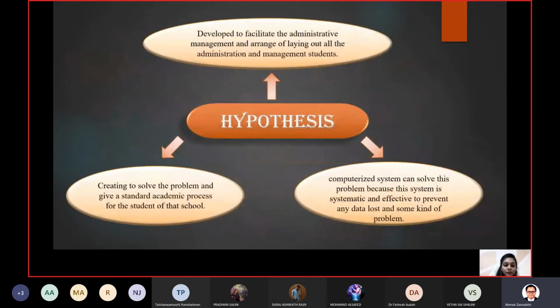For the hypothesis, the basic idea of this system is to predetermine the outcome, to address the issue, and provide a standard academic process for students. Many problems are faced as a result of handling and processing students' activities such as attendance, student profile, results, and so on.